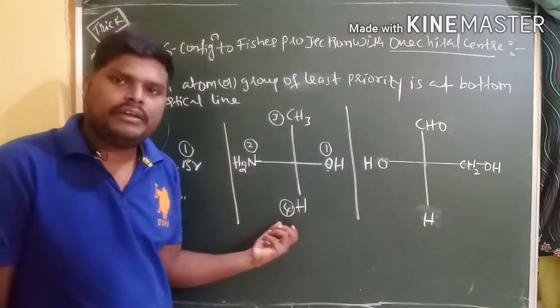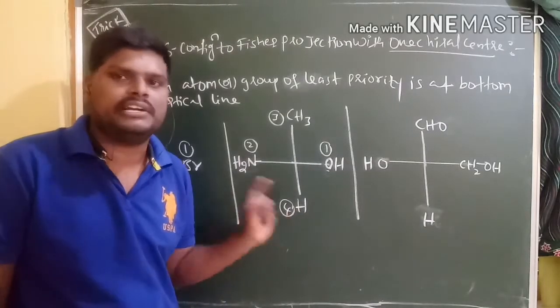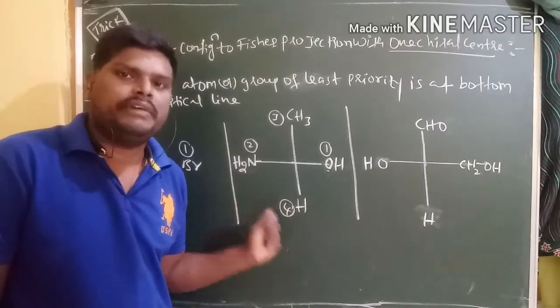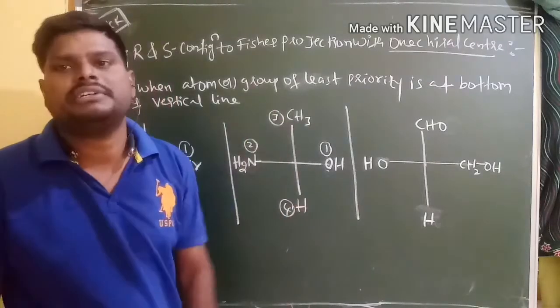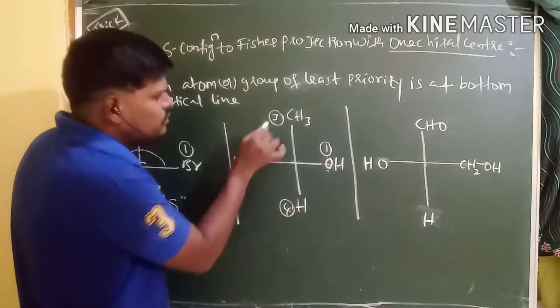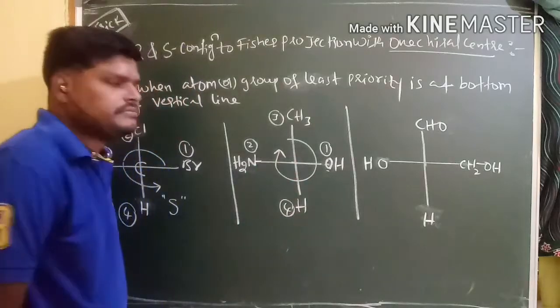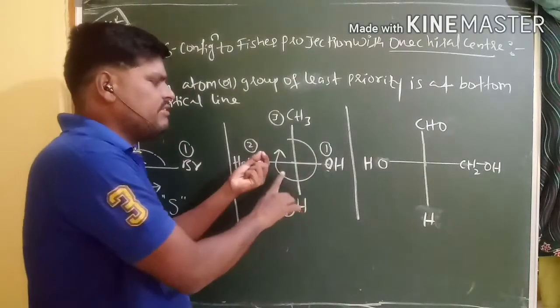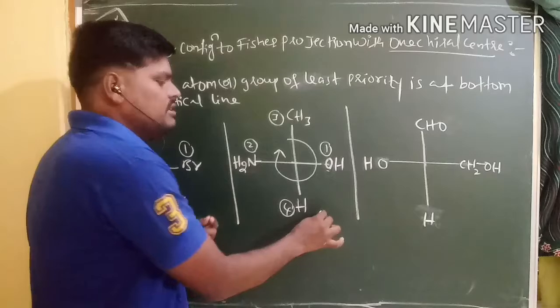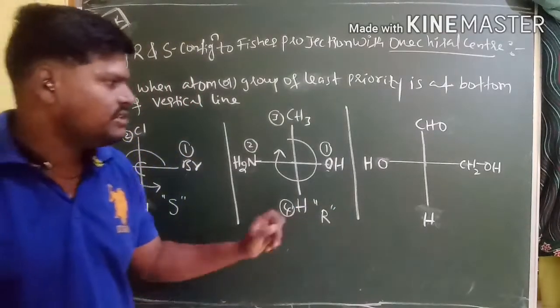Of course, I told you already, hydrogen is already present at the bottom of the vertical line. That's why please don't consider it, and keep it constant when you choose R and S configuration. Right. So what direction here? 1, 2, 3. So this is the direction of this molecule. Is it clockwise or anti-clockwise, sir? Clockwise direction. That's why this is R configuration. Right? That's why it is R configuration.